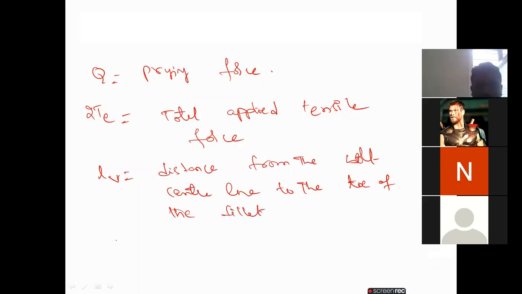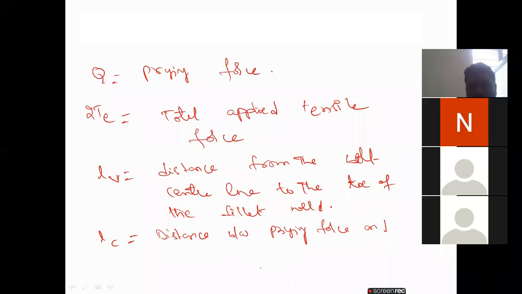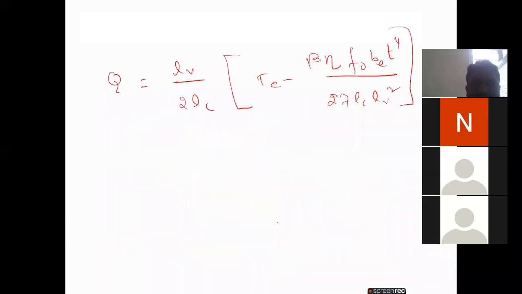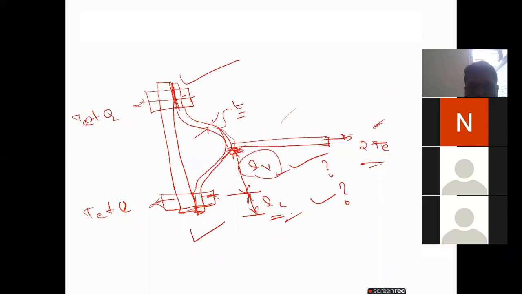Same like that, what is LC here? LC is the distance between the prying force and the bolt center line. So if you observe here, this is the LV, and this is the LC. These two are the most important things. This small t is nothing but the thickness.